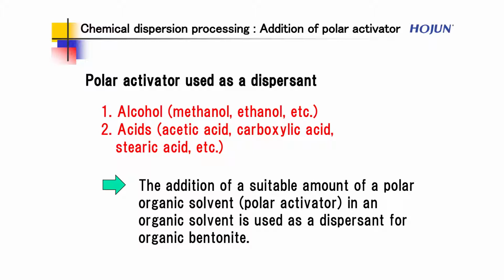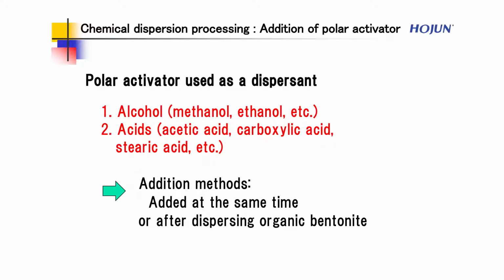Polar activators that function as dispersants include 1. Alcohols, 2. Acids, etc. The addition of a suitable amount of a polar activator will act as a dispersant for organic bentonite. The recommended sequence of adding a polar activator is to add it at the same time as putting the organic bentonite in the solvent for dispersion, or to add it after putting the organic bentonite in the solvent. Please make the addition based on one of these sequences.